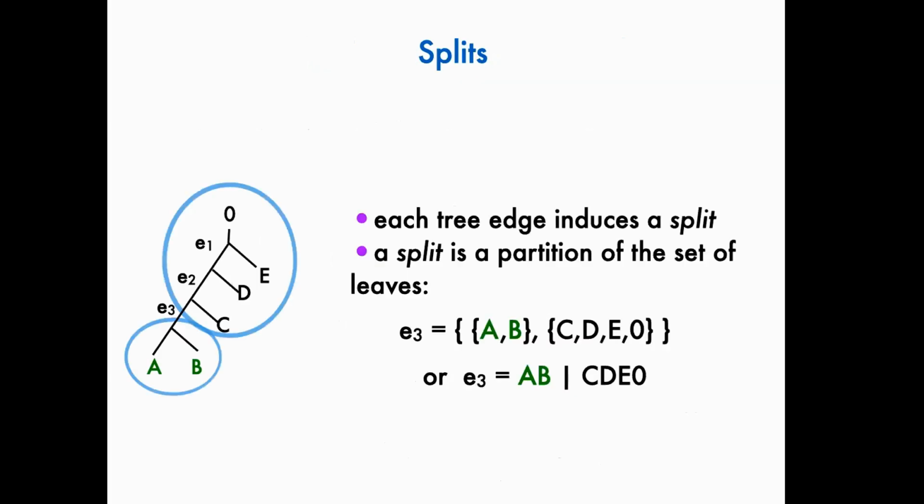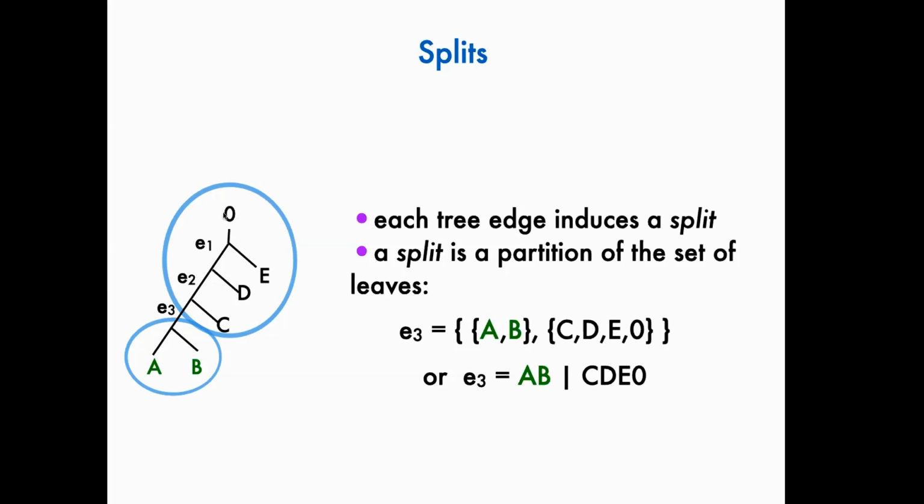So let me explain a little further. Biologists have this idea of splits. It's just an edge, and the partition that it induces of the leaves, right? So this edge E3 is splitting the leaves into two sets, A and B, and then everything above it, 0, C, D, and E. I should say in this talk, all my trees are going to be rooted.